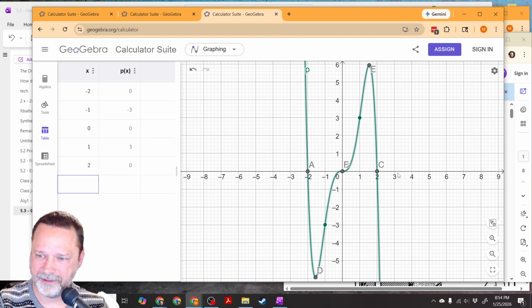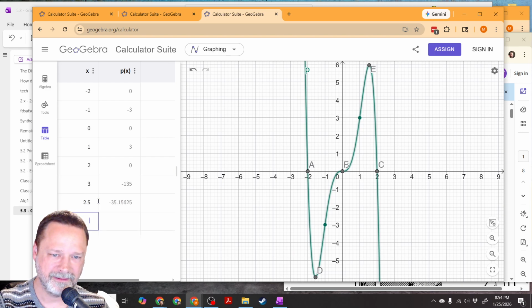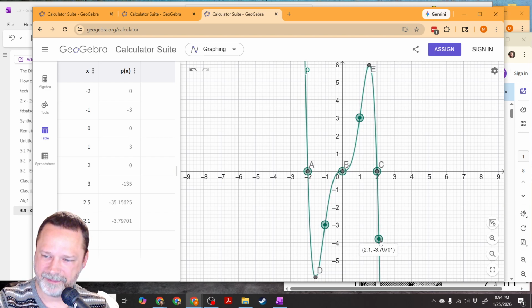So let's say I want to know, well, what is my y value when x equals 3? And I hit that. It's at negative 135. It's way, way down there. What if I wanted, that's 2.5. Not quite as low. Let's say 2.1. There we go. And then it'll pop up on our graph as well. And so there you go. And we have a really good idea of what our graph looks like now.